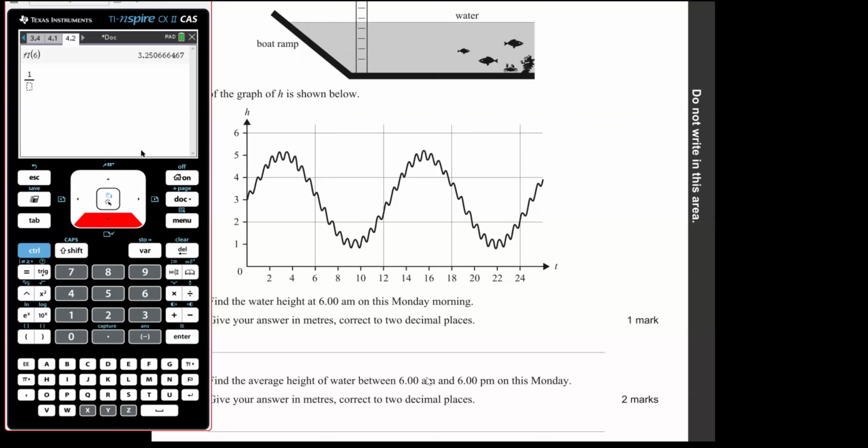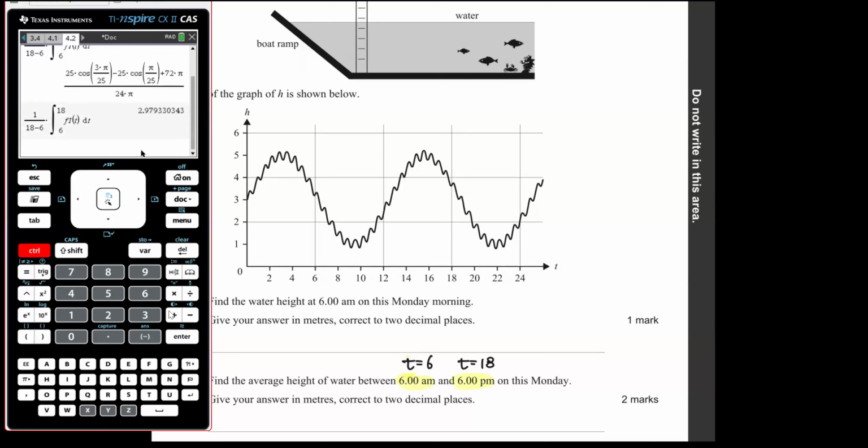1 over, well, 6 a.m. is t equals to 6. This is t equals to 6 p.m. That's t equals to 6 to t equals to 18. So I need to use 18 minus 6, and an integral from 6 to 18 of F1 of t dt. Control enter. The decimal place is 2.98, something like that. Okay.